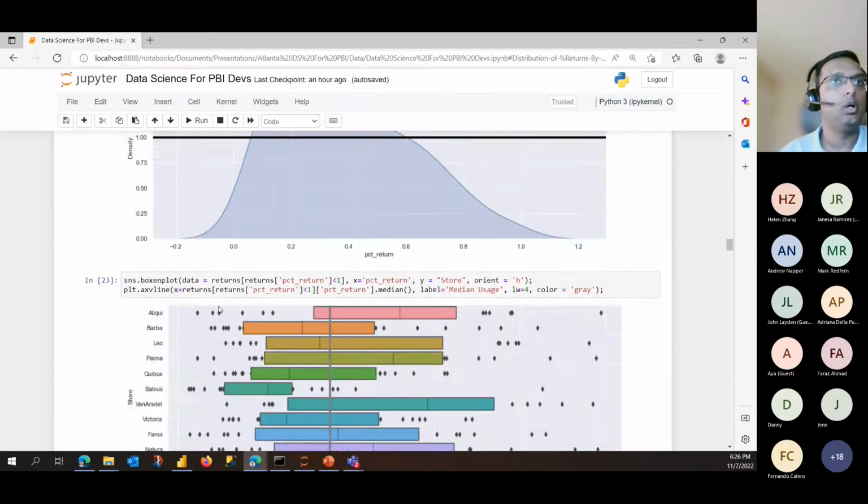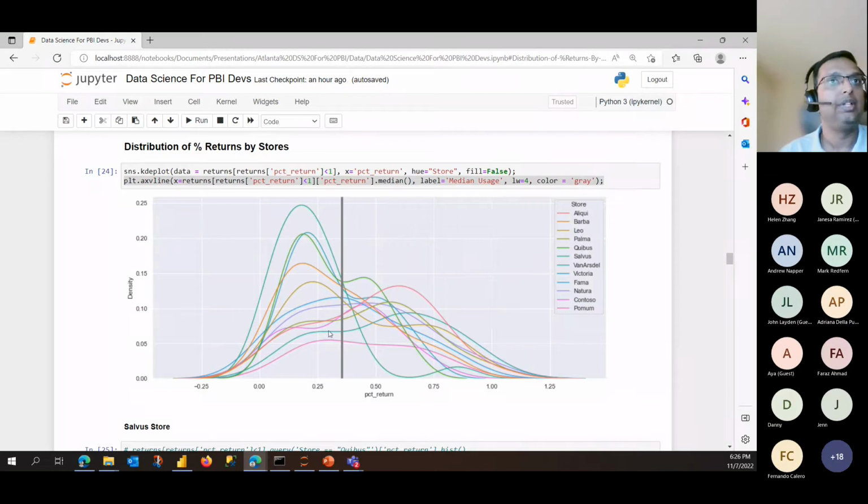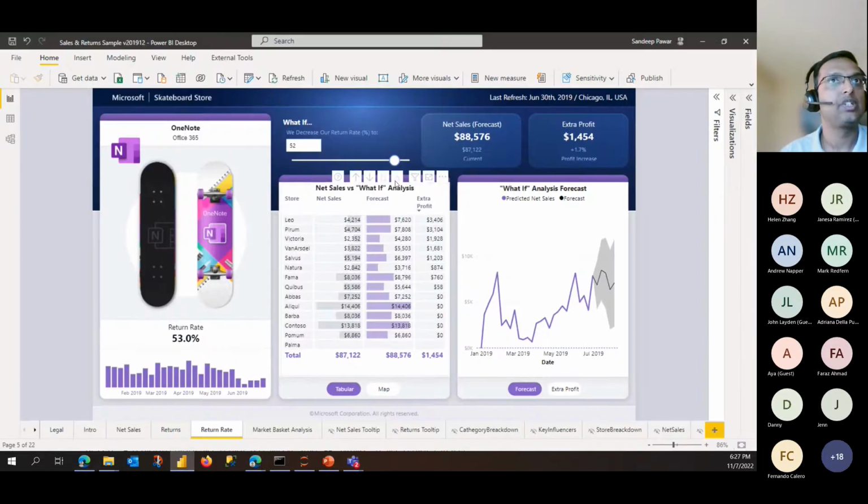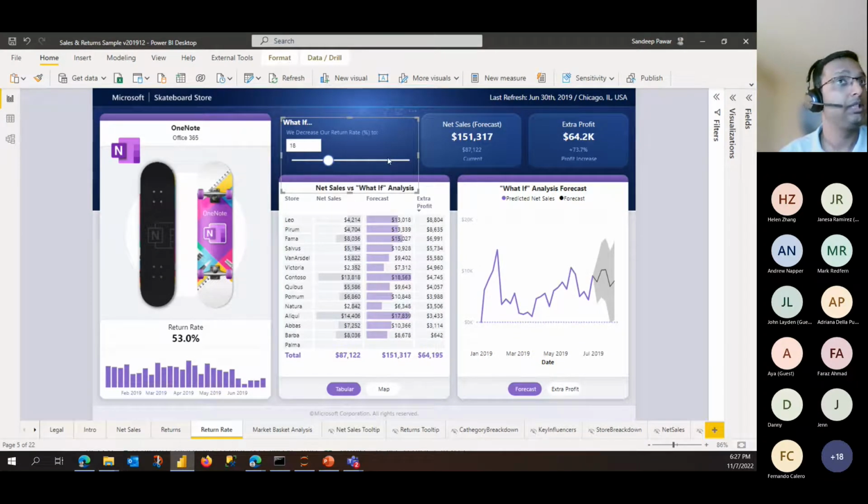But that's not all. We also saw that the distribution changes with the type of the store. So not only that, this what if scenario that's created over here should not be a uniform distribution like this, but that distribution should be different for each of the stores. And the Power BI user should know that.